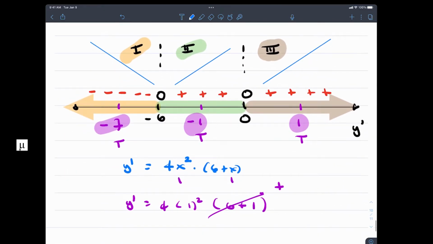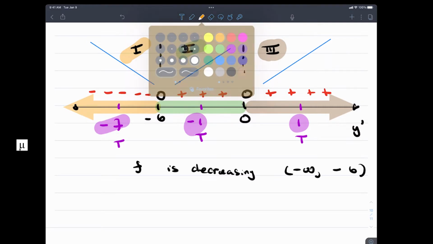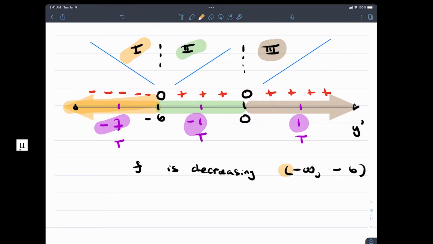Let's draw our conclusion here, okay? This is the conclusion. Again, the picture is worth 1,000 words. We've seen this here yesterday. Here's what we say. Our function is what? Decreasing. What interval? -infinity up to -6. Okay? Right in this interval right here. That's what I just described.